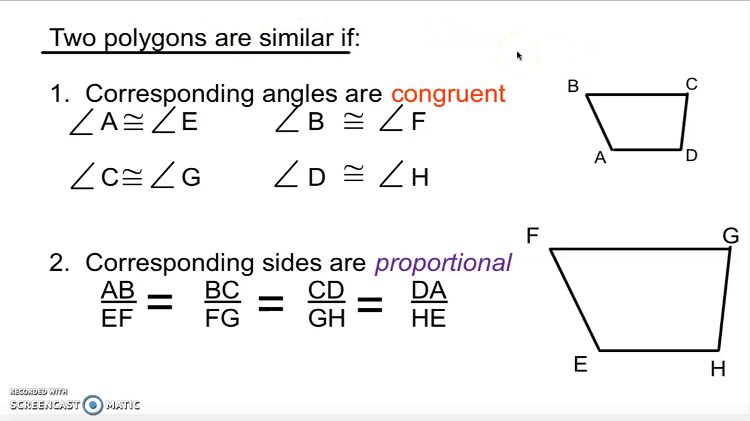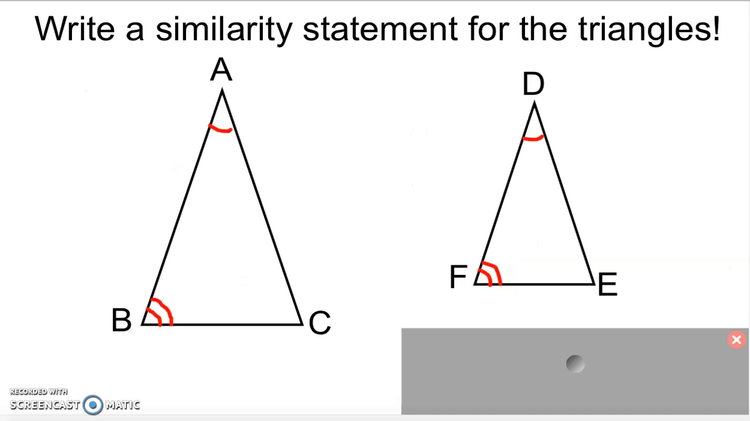So similarity just basically means same shape, different size. So the angles of the shape will be all exactly the same, but the sides are going to be proportional. So in this case, I have these 2 quadrilaterals. The angles here are going to correspond, and be congruent to each other. The side lengths will be in a proportional relationship. Not exactly the same like the angles, but proportional.